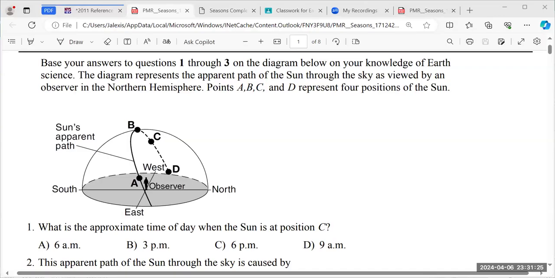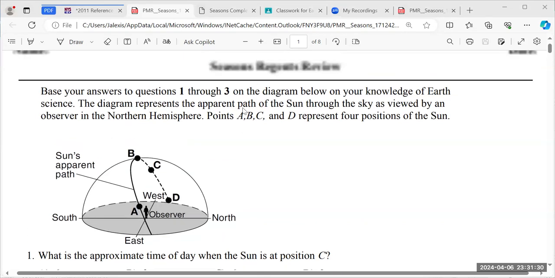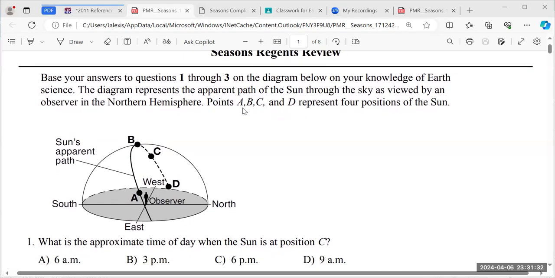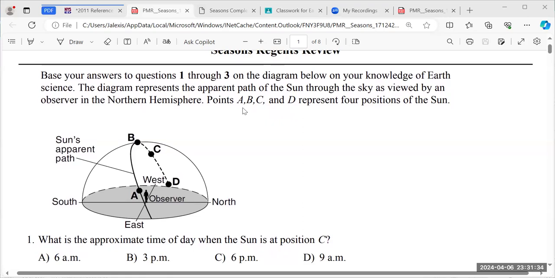All right, everybody. So, basic answers to questions 1 through 3. By the way, this is focusing on the Season's Regents review. All right. And so we're going to start off with number 1. Base your answers to questions 1 and 3 on the diagram below and on your knowledge of Earth science.